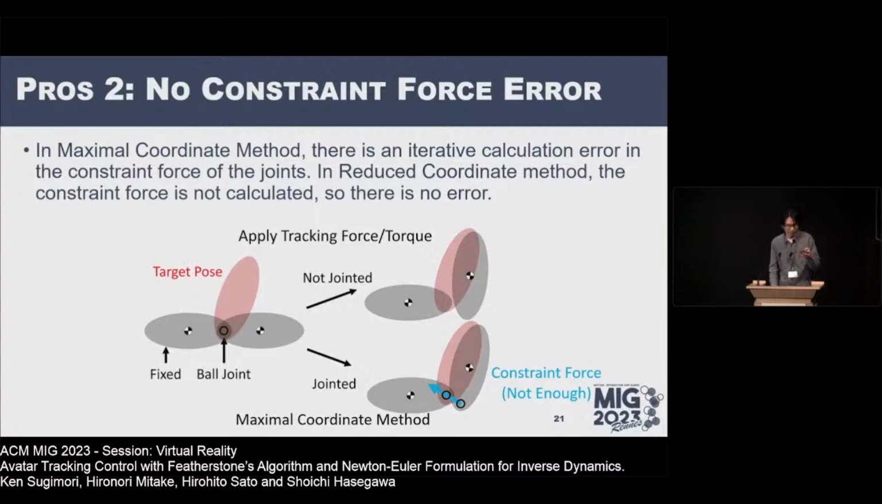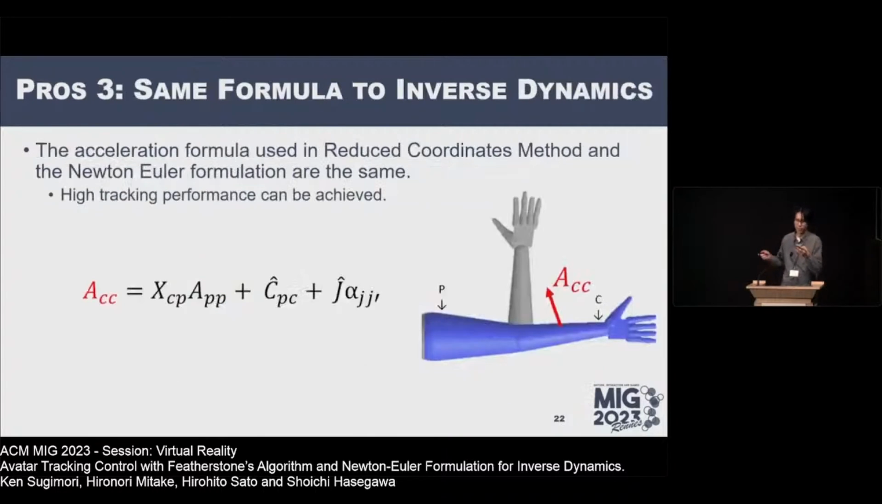Third pro is the same formula as inverse dynamics. The acceleration formula used in reduced coordinate method and the Newton-Euler formulation are the same, like this. Using the same formula, high tracking performance can be achieved.